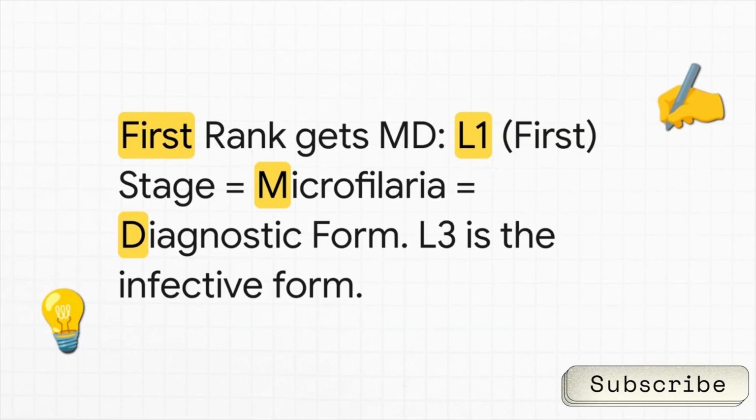Now for an absolute gem of a mnemonic. Seriously, write this one down. How do you remember which larval stage is which? It's simple. First rank gets MD. The L1, or first, stage larva is the microfilaria, which is the diagnostic form you look for in the blood. And for the other key stage, just remember L3 is the infective form. L1 is diagnostic, L3 is infective. Nailing this is a guaranteed point score on any exam.